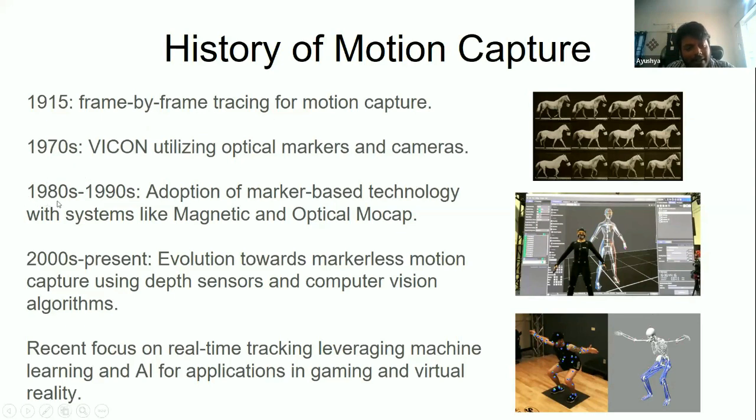Moving on, in the 1980s and 1990s, there was the adoption of marker-based technology, which basically means suits. These suits used magnetic and optical mocap. By magnetic mocap, it means these suits had sensors, so whenever there was a movement while someone was wearing these mocap suits, it was recorded and then fed into the 3D software. From the 2000s to the present, everyone is moving towards markerless motion capture, which uses normal phones, at times depth sensors, and sometimes no depth sensors at all. We generally use computer vision algorithms now to get an accurate estimate of human poses.